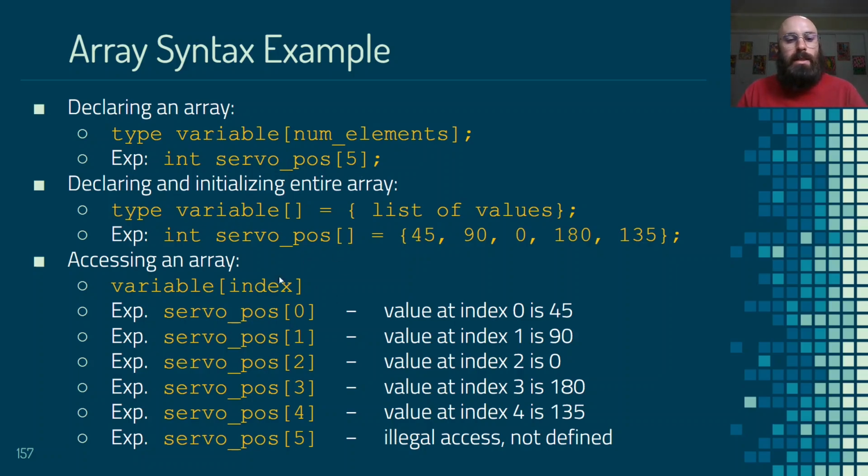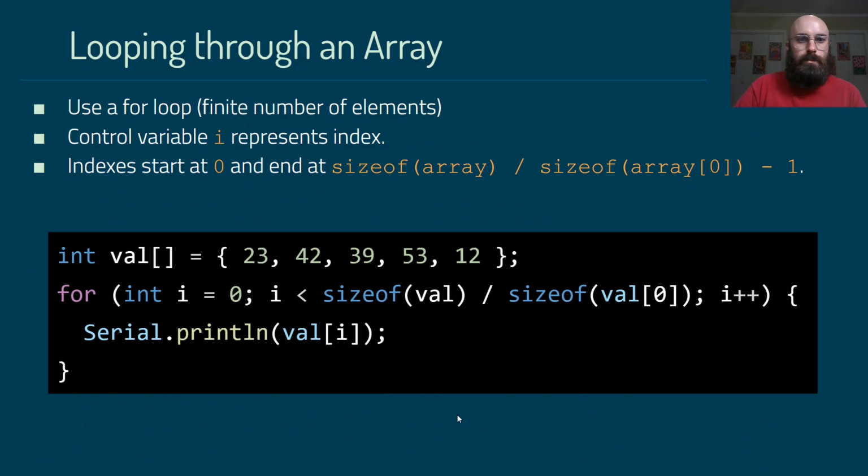And then again, accessing the array, we can access all valid indexes here. Our valid indexes for something that is size 5 would be 0 through 4. If we tried to access position 5, that would be an illegal access. It would not be defined.